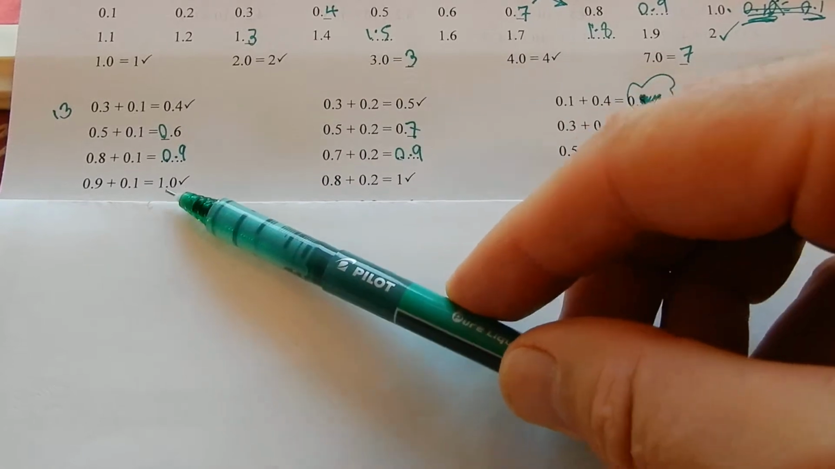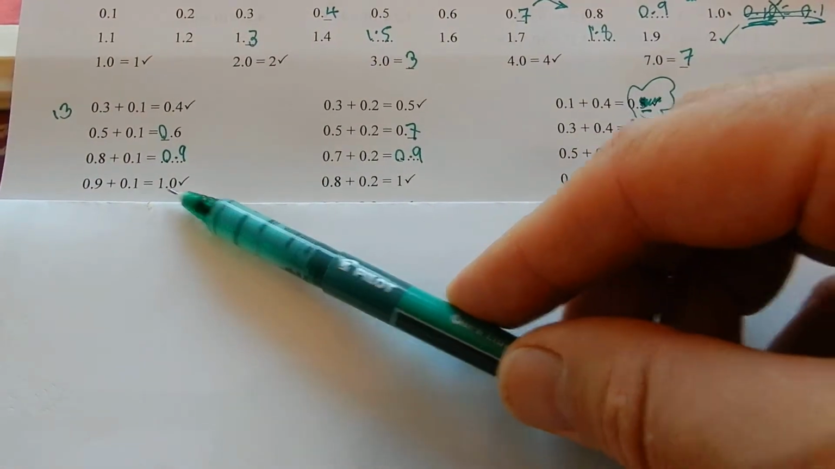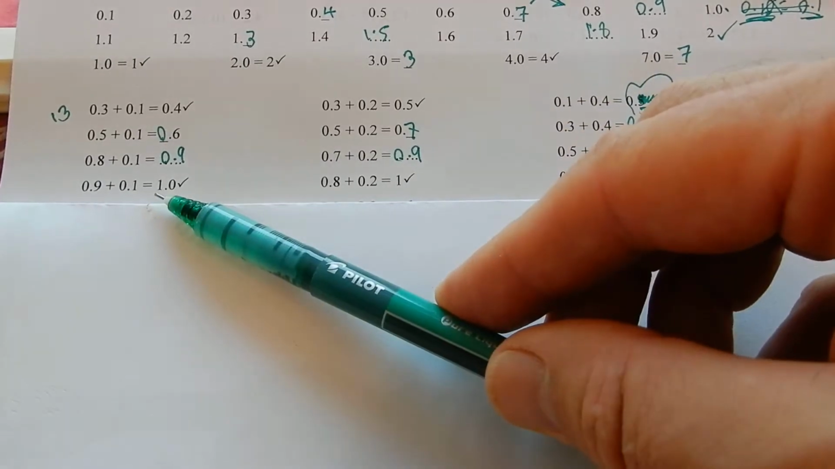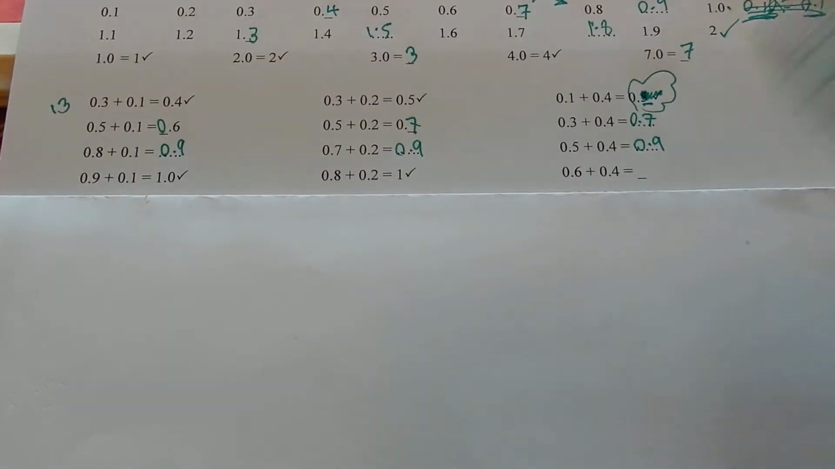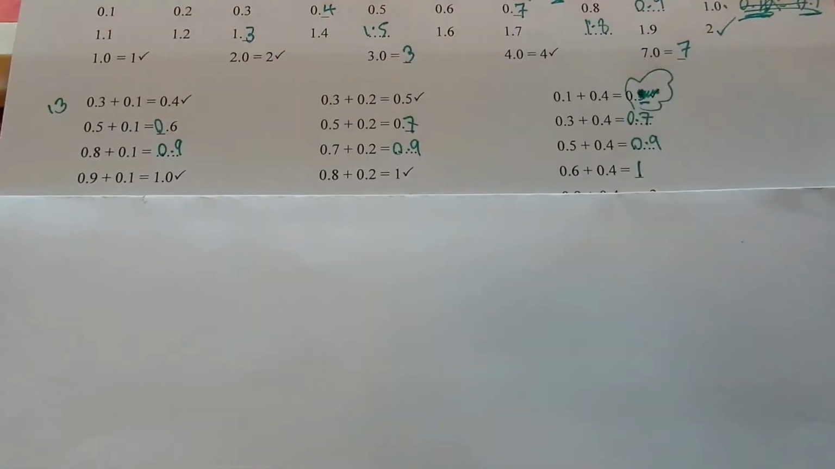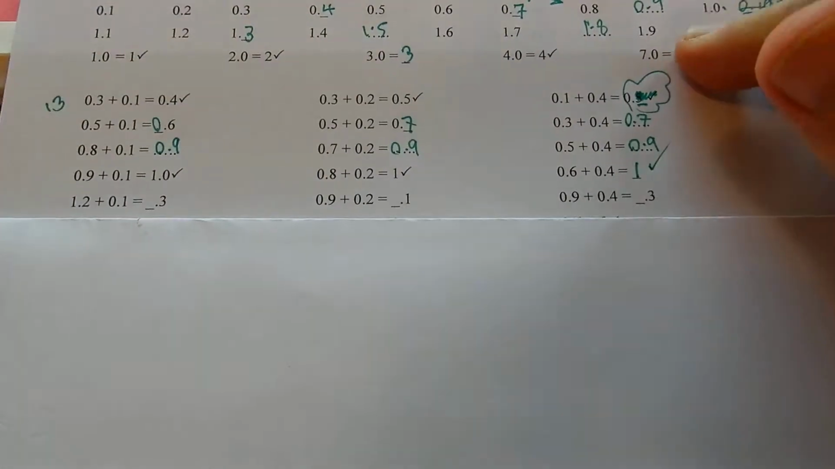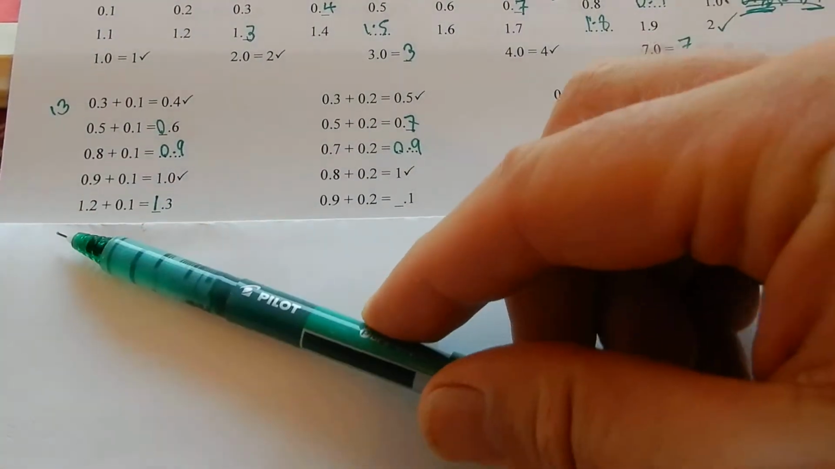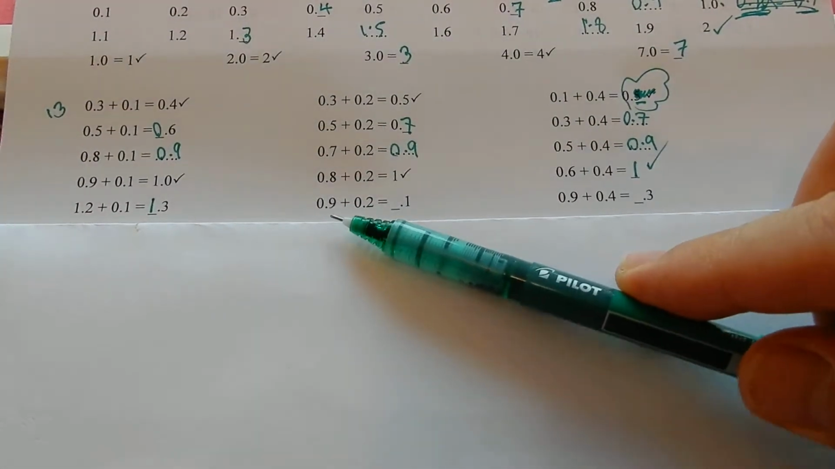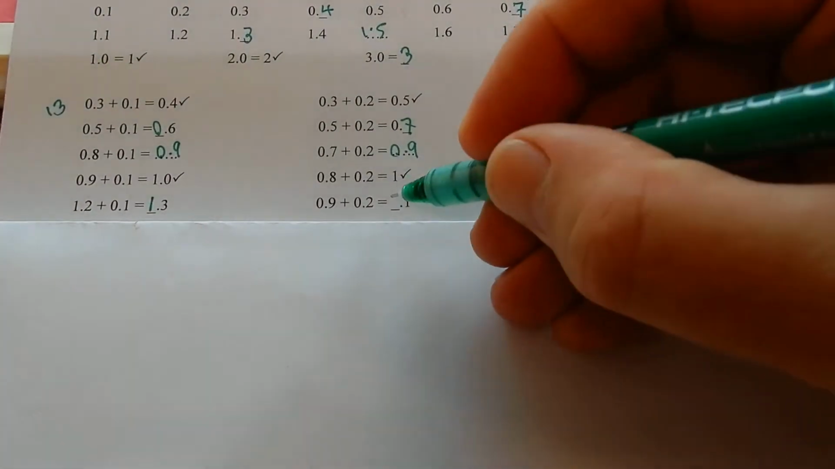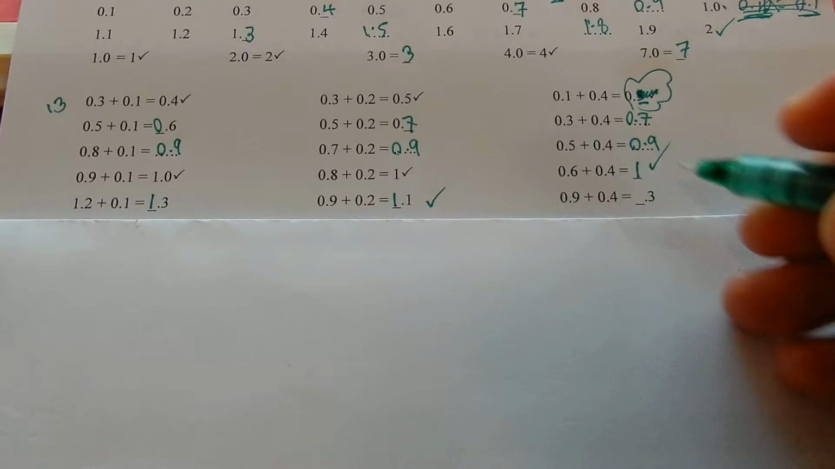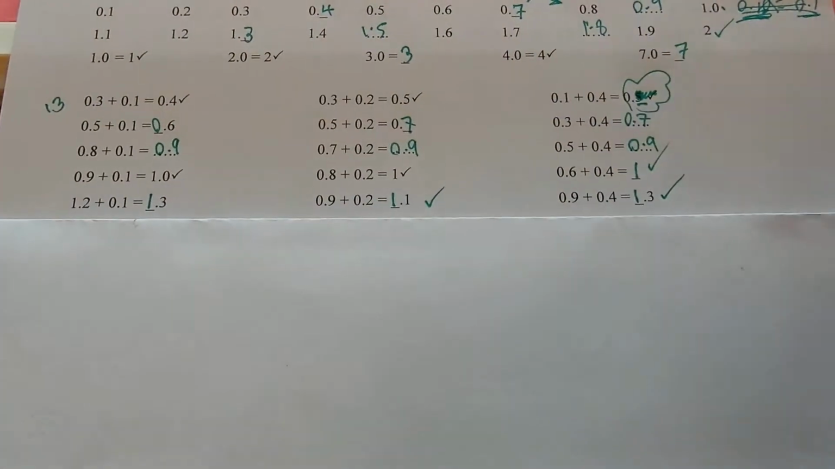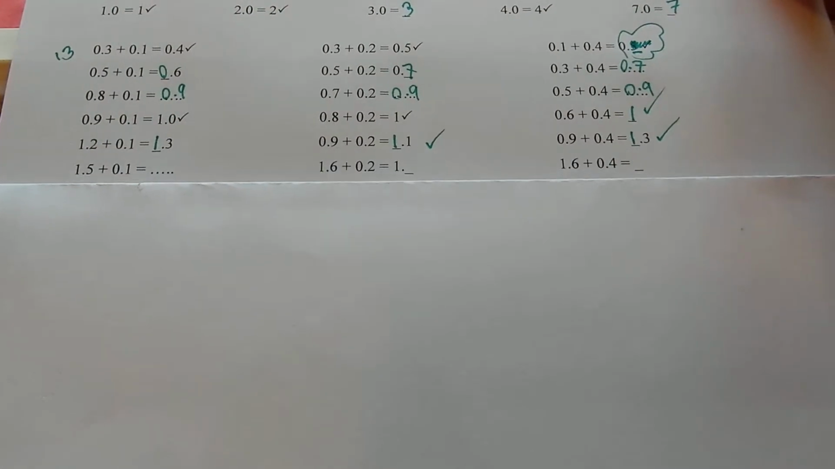0.9 plus 0.1 is 1.0. Yeah, just a little bit more than 0.9 is 1.0. 0.8 plus 0.2, also 1.0. 0.6, 6 plus 4 is 10. 1. Tick. 0.2 plus 0.1 is a bit more than 1.2, 1.3. 0.9 plus 0.2, a little bit more than 0.9, 1.1. Tick. 0.9 plus 0.4, a little bit more than 0.9, 1.3. 9 plus 4 is 13.